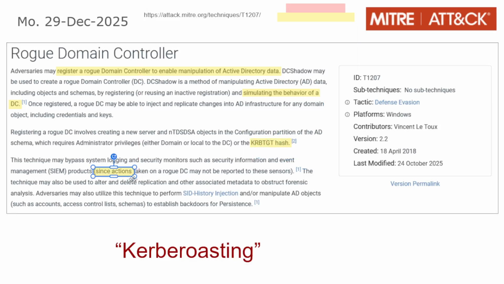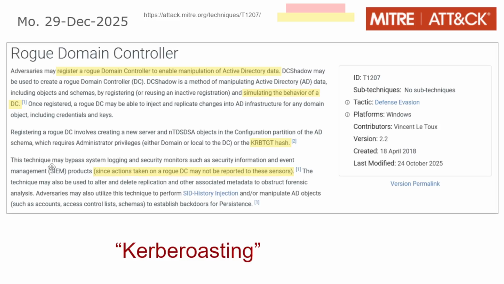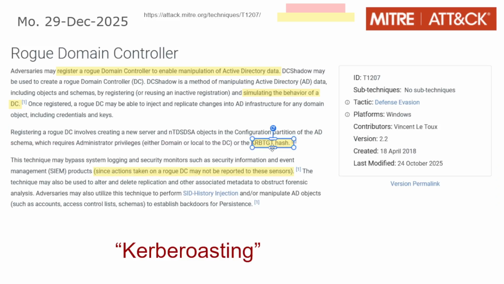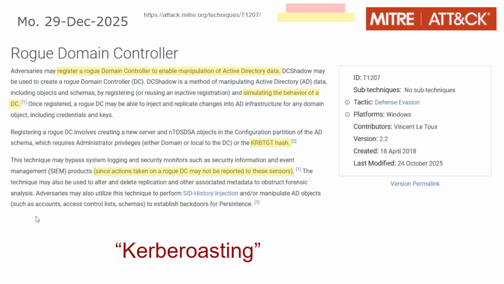Since they are not reported to the sensors, well, if you have a domain controller sitting there, it should be connected, rogue or not. So you need to know how many domain controllers you have in your environment. It doesn't work to say, oh, it's not reporting to the SIEM. Well, if it's not reporting to the SIEM, it's game over anyways. Okay. Then the technique may also be used to alter and delete replication and other associated metadata to obstruct forensic analysis. Yes, of course, if it's a rogue domain controller, it will always delete any logs.